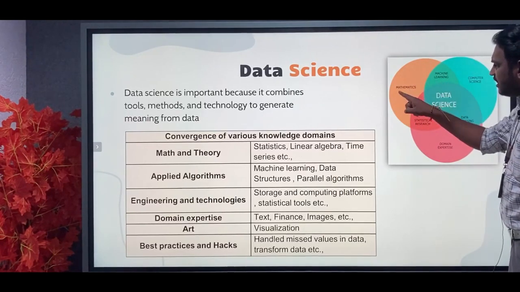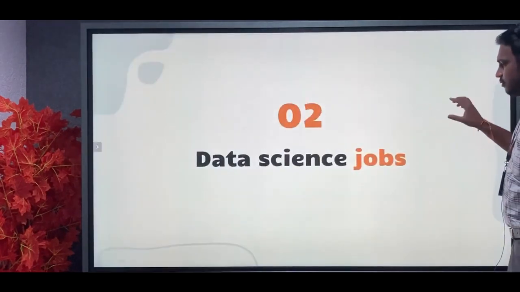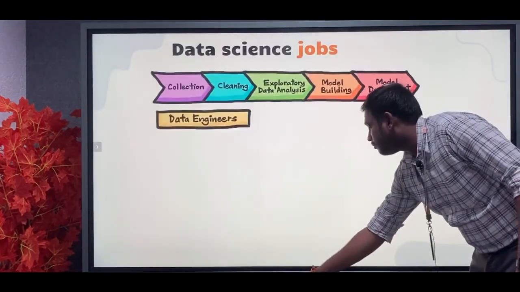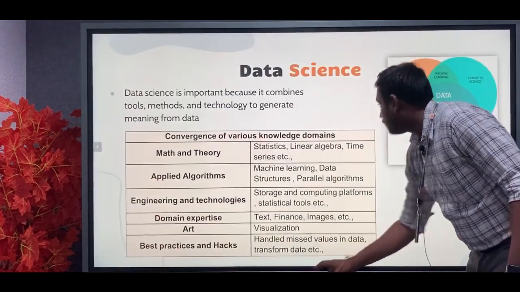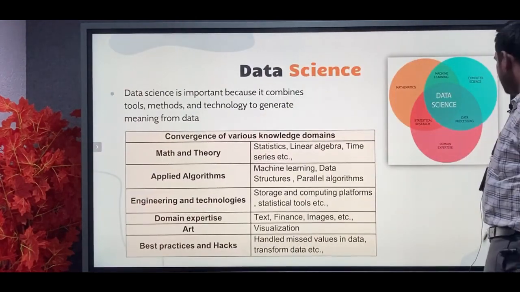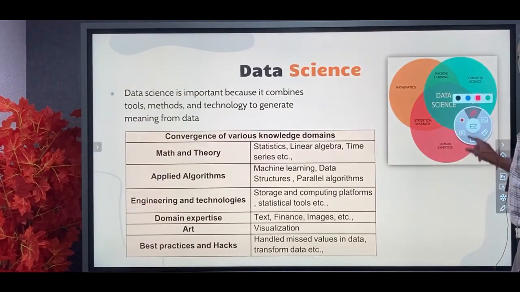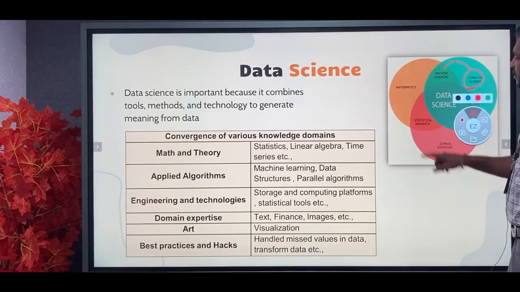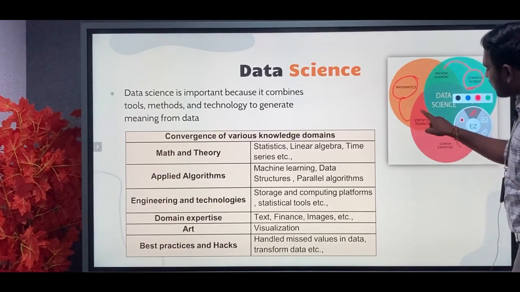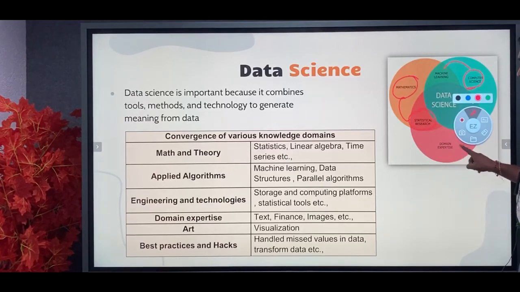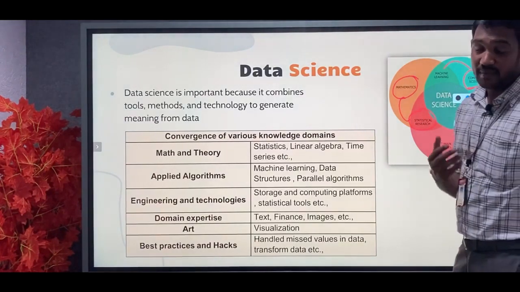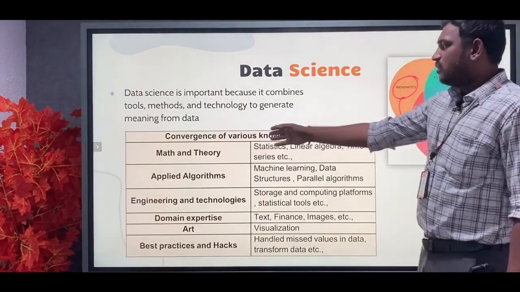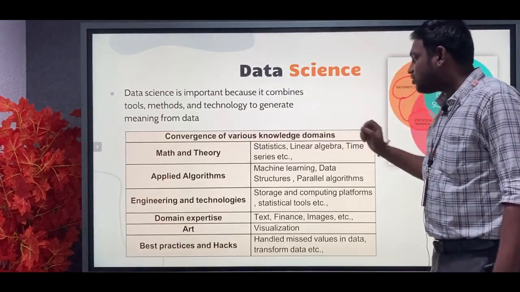In that you can see you have to learn mathematics, you have to learn machine learning, and you have to understand the concepts of computer science along with machine learning and mathematics, and in mathematics, statistical research. And you must have domain expertise, which means you have some knowledge in maintaining data in your computer. So here you can see the convergence of various knowledge domains.